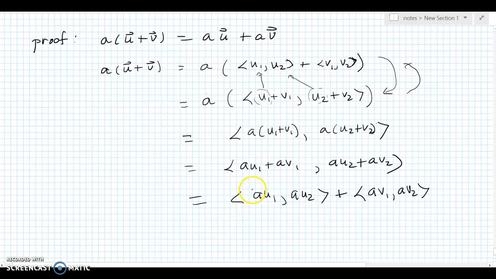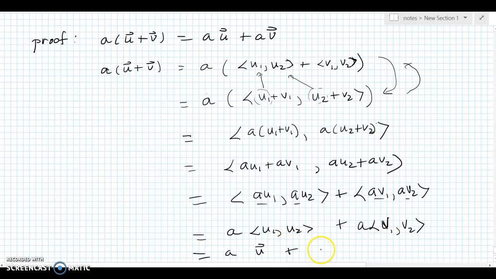And now that's the other one I used. I can bring my constant inside the vector components. Here's the A inside the vector components, so I'm going to pull it out. I'm going to have A times the components U1, U2, and I'm going to pull this A out. I'm going to have A times the components V1, comma, V2. And this is A U in vector form plus A V in vector form. So that's how you have to prove these properties that are above. And I just did one for you.